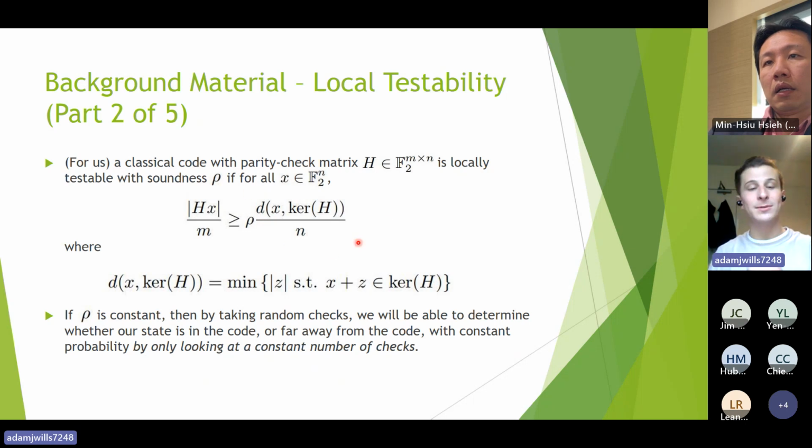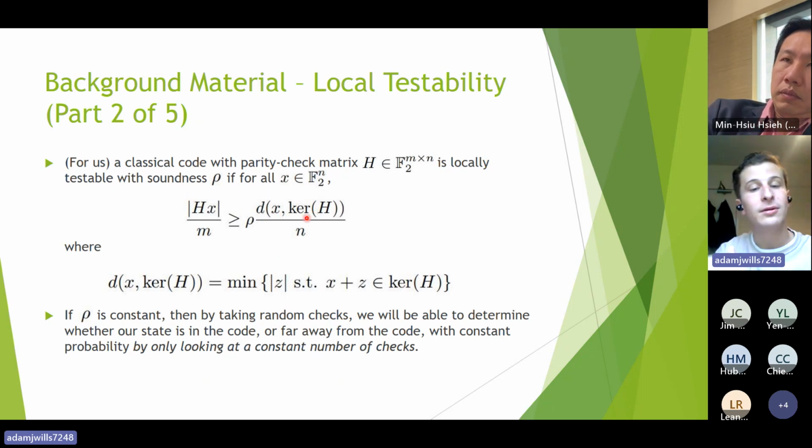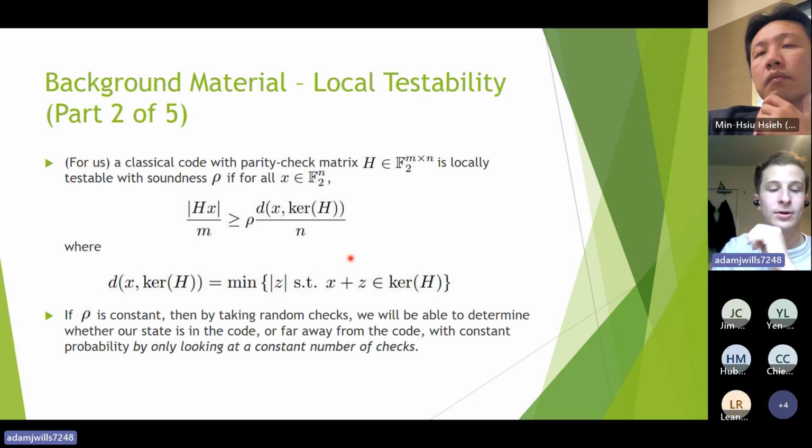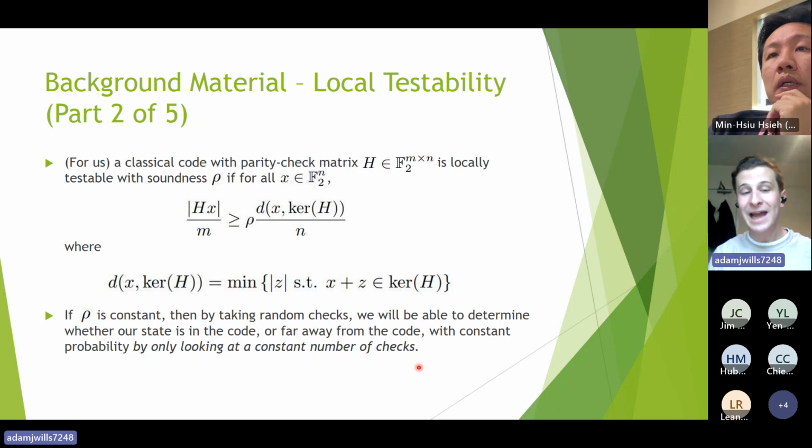So let me say that again, because that was a bit of a mouthful. If we have a constant rho, a constant soundness here, then it suffices for me to look at a constant number of randomly chosen checks. And by doing that, I'll be able to see with constant probability whether my word is in the code, ker(H), or far away from the code, meaning that this relative distance is some constant. Now, that's all very well and good, but so far this is only talking about looking at a constant number of checks. What I promised was a constant number of bits.